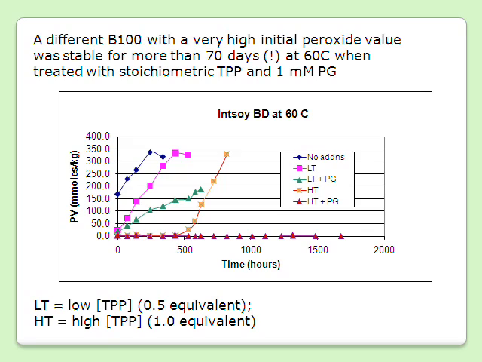But when triphenylphosphine and propyl gallate were added together, there basically was no formation of peroxides for as long as we could stand to test it. With other B100s, we've gone for much more than 70 days, basically running out of energy or money or something. Some of those B100s were stable for months.